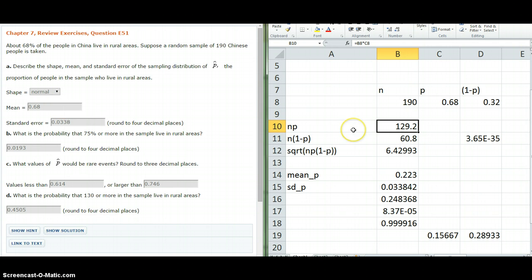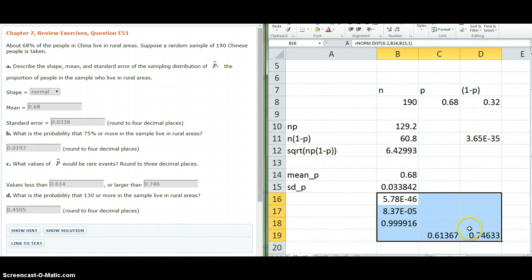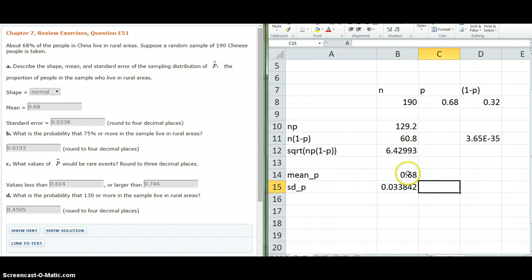The mean is 0.68, so the mean is just the proportion. And I guess here I didn't update these. So this one is the standard deviation, and I think that one is updated already. Okay, and let me just get rid of these because I can't even remember what those numbers meant. Okay, so this is the mean proportion.